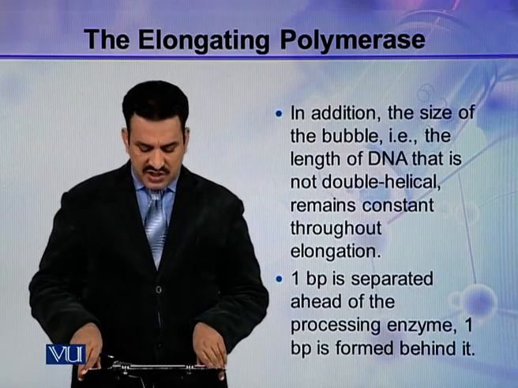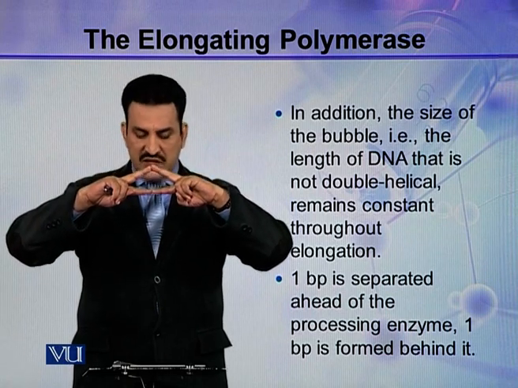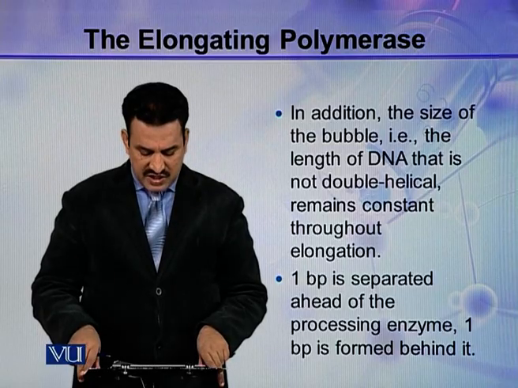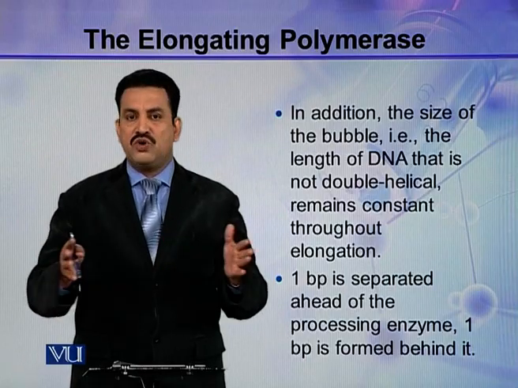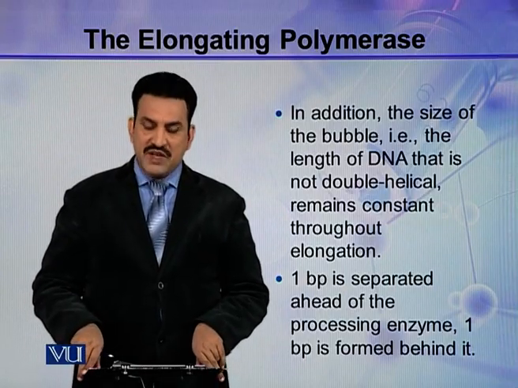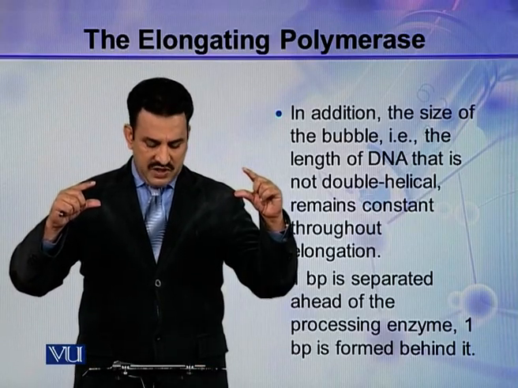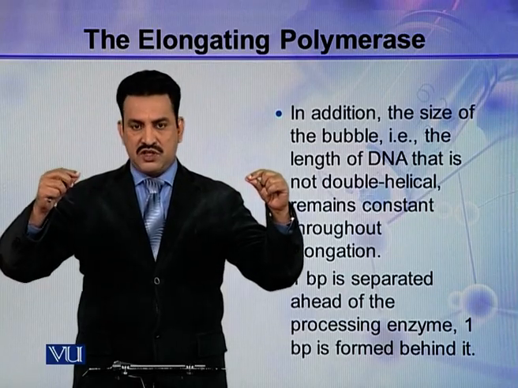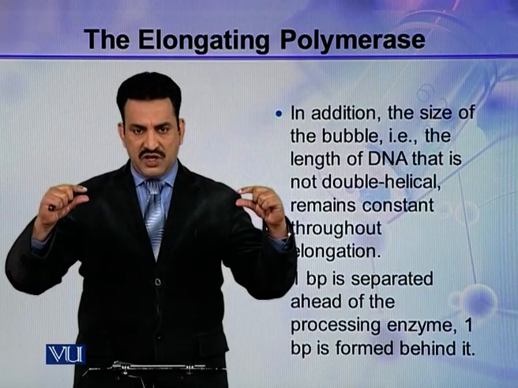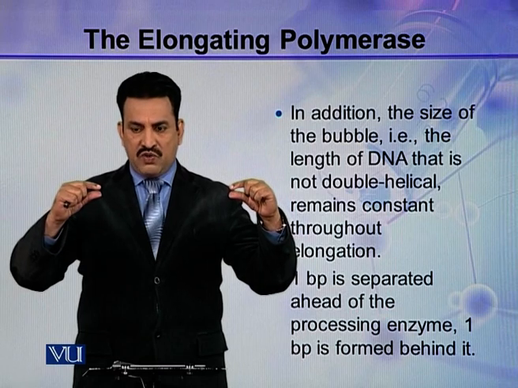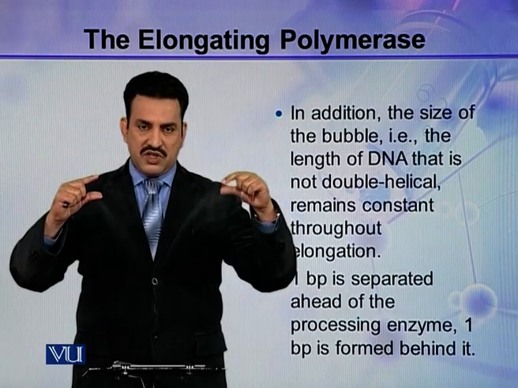In addition, the size of the transcription bubble remains constant. That is the length of the DNA that is not double helical. It remains the same throughout the elongation phase. One base pair is separated ahead of the enzyme, and one base pair is formed behind it. So if this is the center, the RNA polymerase complex, here it is double-stranded DNA. One base pair is opened here, and one base pair is reformed.